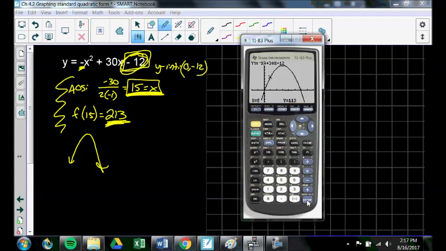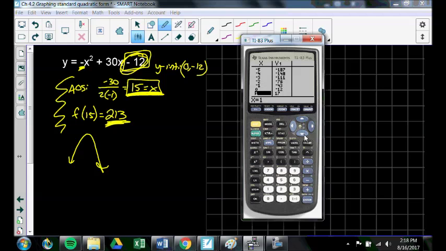But I can also do that at the table. Second graph pulls up my table. If x is 0, y is 12. If x is 1, y is 17. If x is 3, there's our 69. If x is 5, there's our 113. Right now it's just counting by ones. So if you want to generate points from a table, this is the place to do that.